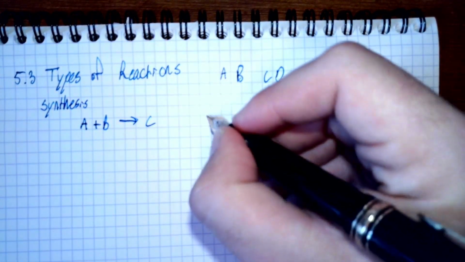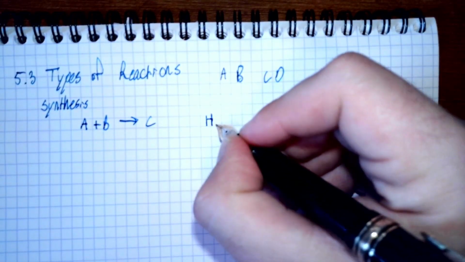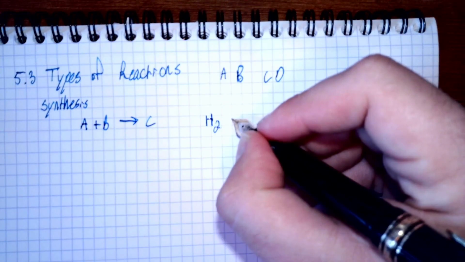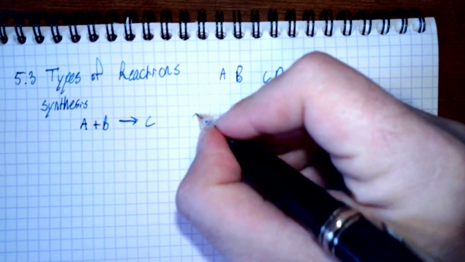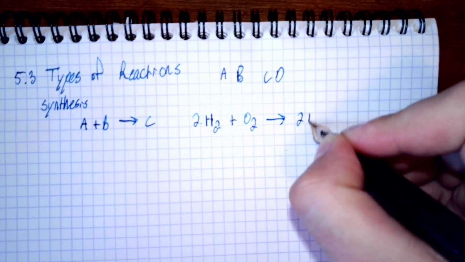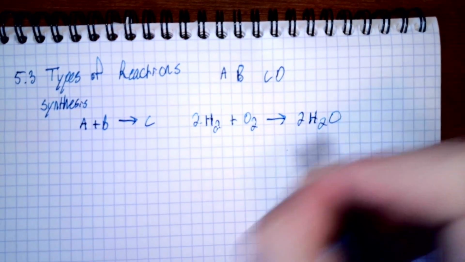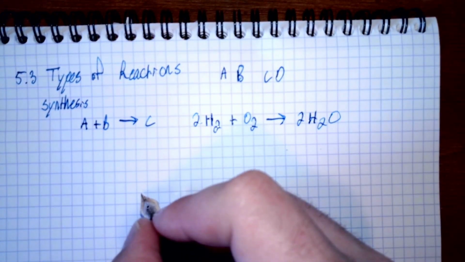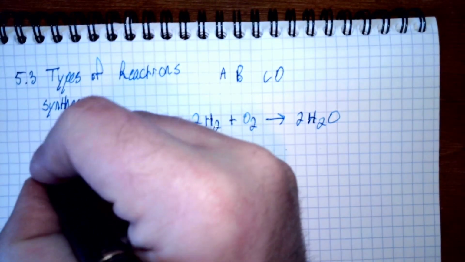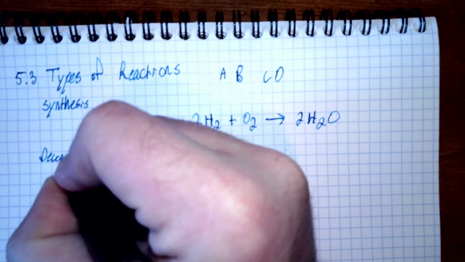Okay. Here's a real-world example of that. Very simple reaction, but still a real-world example of this. 2H2 plus O2 reacts to form 2H2O. Right? That's a synthesis reaction. Now, the opposite of a synthesis reaction is a decomposition reaction.